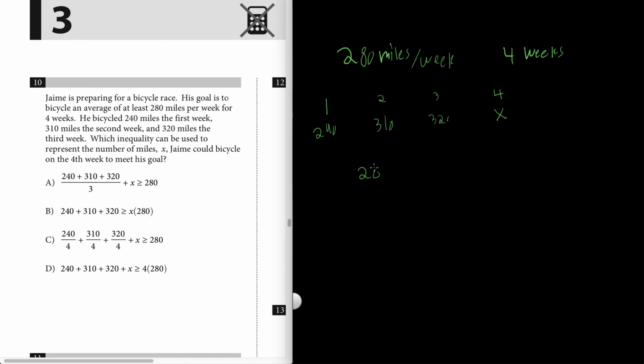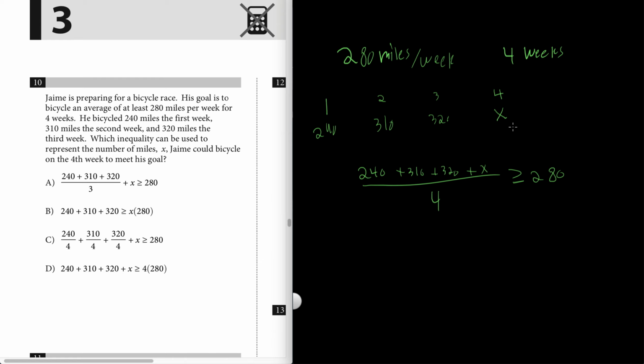We get 240 plus 310 plus 320 plus x, right? That's the 4th week, divided by 4. Well, this has to be greater than or equal to 280, right? Because he said at least 280. Let's see which one matches that.